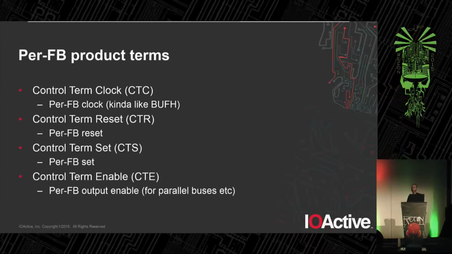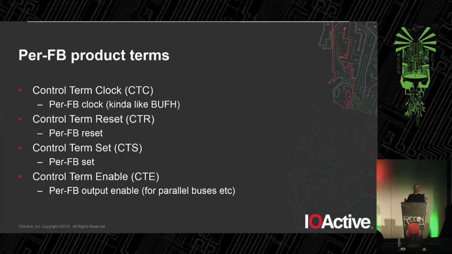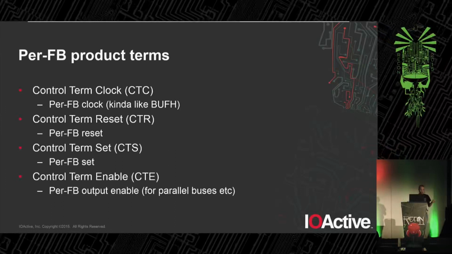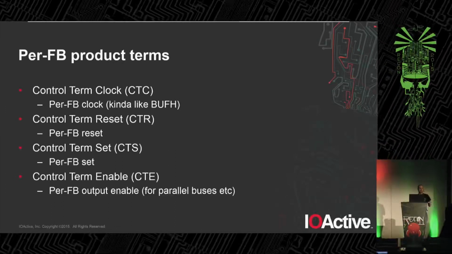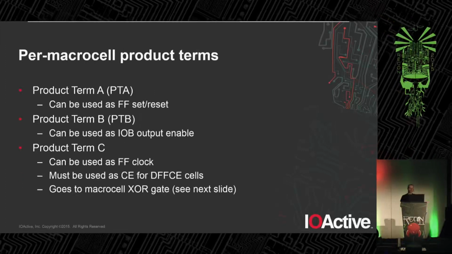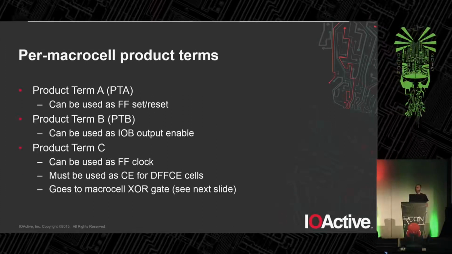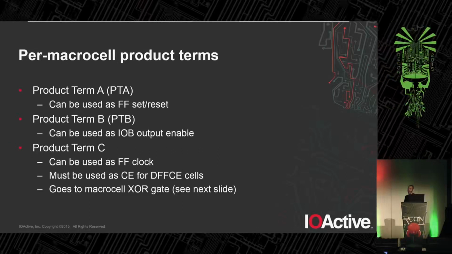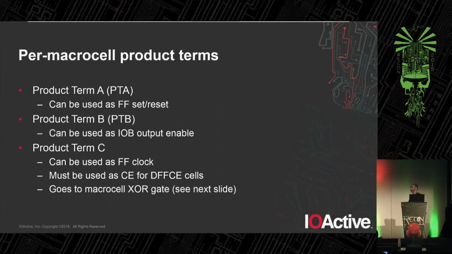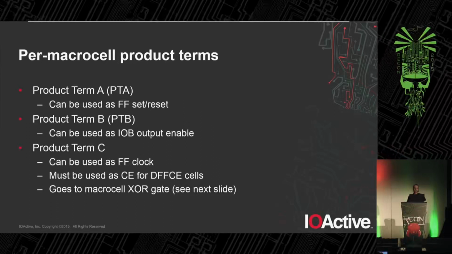So per function block, we have a local clock that we can use. So we don't want to waste global clock resources for the whole chip, but we also don't want to have a per flip-flop clock because that'll both increase skew and use a lot of product terms that we really don't need. Then we have dedicated set and reset and dedicated output enables. Then per macro cell, we've got product terms A, B, and C, very inventive naming. So product term A is one of several legal sources for set reset. There's also the control term set and reset can be used instead if you want. There's product term B, which is one of several possible sources for the IO buffer output enable. And then product term C, which can be used for a couple of things.